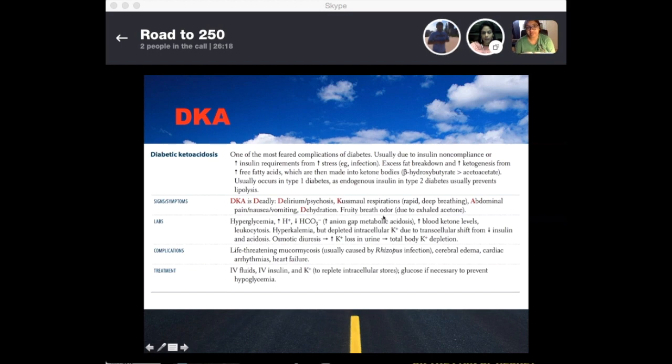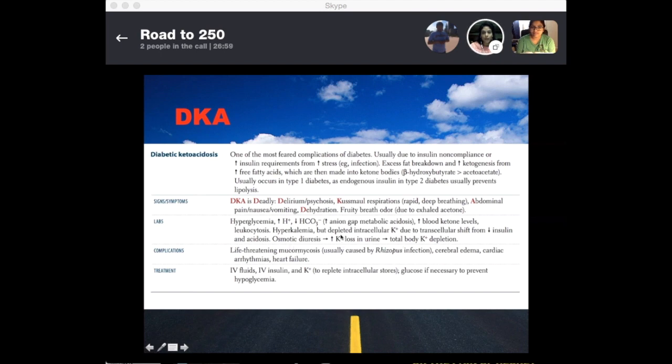So, anion gap. And then in the blood, there will be increased ketone levels, which can be measured. These patients will have leukocytosis, hyperkalemia initially, but then overall, the total body is depleted of intracellular potassium due to the transcellular shift from decreased insulin and acidosis. With the osmotic diuresis that occurs, that overall causes the total body potassium to be decreased.